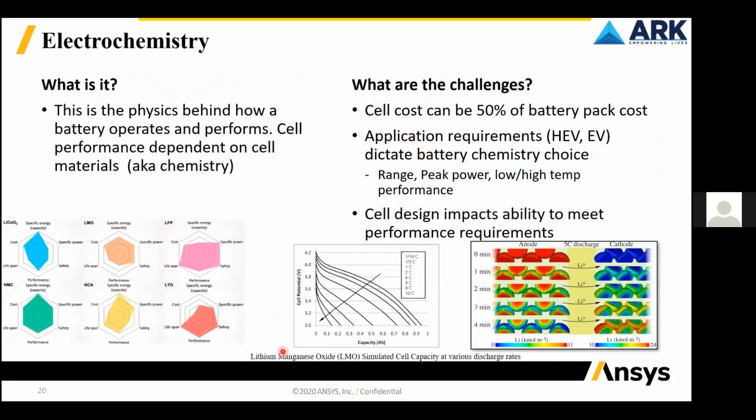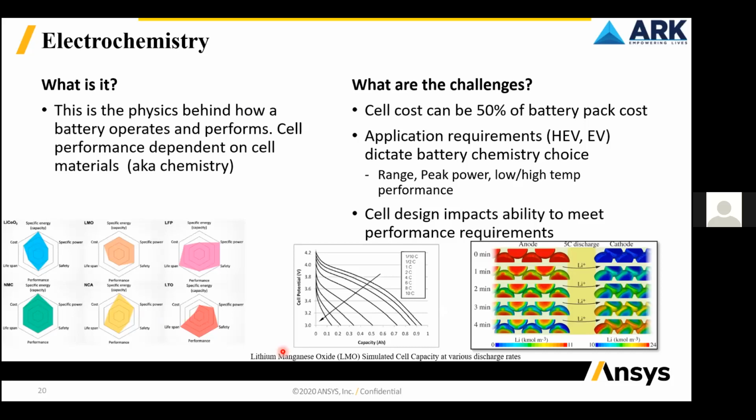Then next one is the electrochemistry. So what is the electrochemistry? It is the physics behind how the battery operates and performs. So the cell performs depending on the cell materials. For that we have ECM models in ANSYS Fluent.